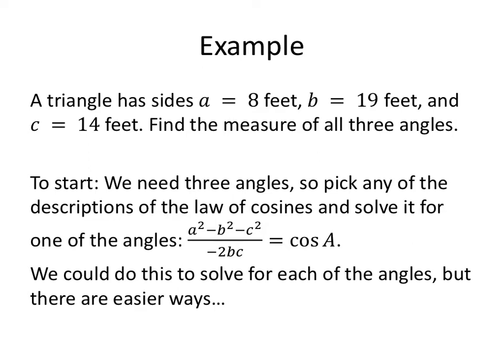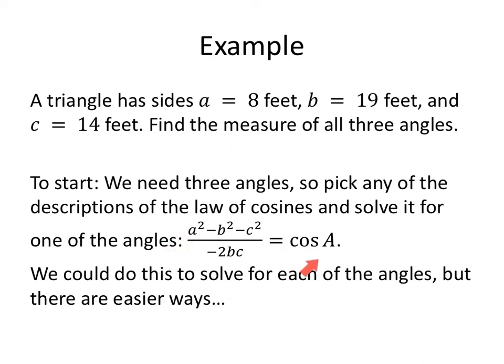So, a triangle has sides A equals 8 feet, B equals 19 feet, and C equals 14 feet. Find the measure of all three angles. Wow. So to start, we need three angles. Pick any of the descriptions of the law of cosines and solve it for one of the angles.